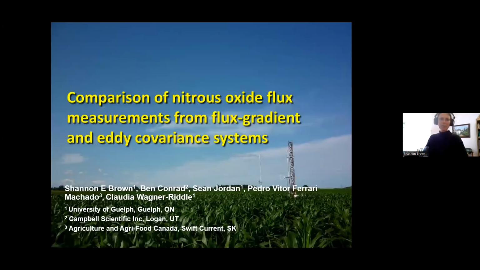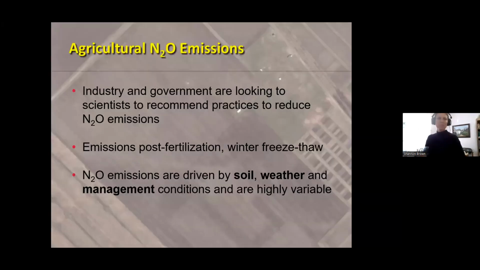Okay, great. So today I'll be talking about a comparison of nitrous oxide flux measurements from flux gradient and eddy covariance systems. So we're going back again to agricultural N2O emissions. We talked about this at the beginning, but we'll end with it as well. Overall, industry and government are looking for practices to reduce N2O emissions for recommendations. These agricultural N2O emissions occur post-fertilization and during winter freeze-thaw periods, and are driven largely by variations in soil, weather, and management, and the emissions themselves are highly variable.